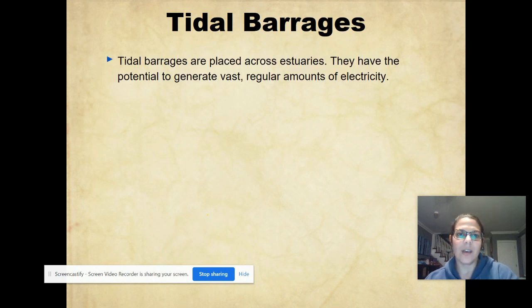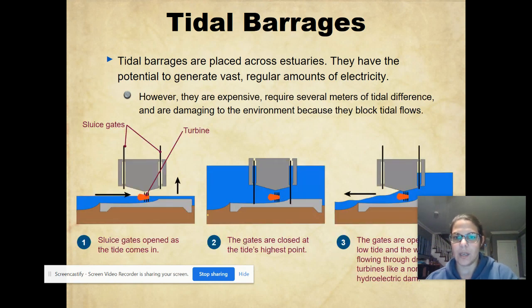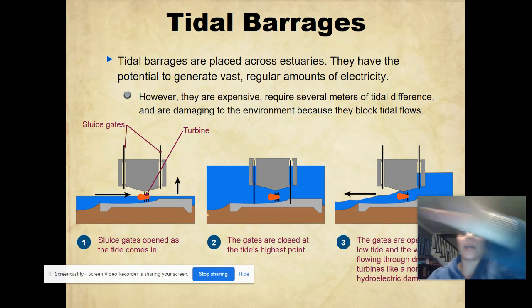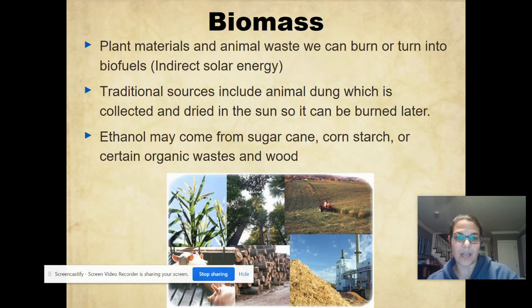Tidal barrages. They're placed across estuaries, and these are like a little dam. What happens is the water goes in and the water goes out. So the gates are closed at high tide so that the tide comes in, and then it holds some of the water back and then it goes out and spins this turbine. So they're like small dams. We have semi-diurnal tides here, so you have 2 high tides a day and 2 low tides a day. But then you're like, all right, well, what about all the wildlife and stuff like that? Okay, they block tidal flows.